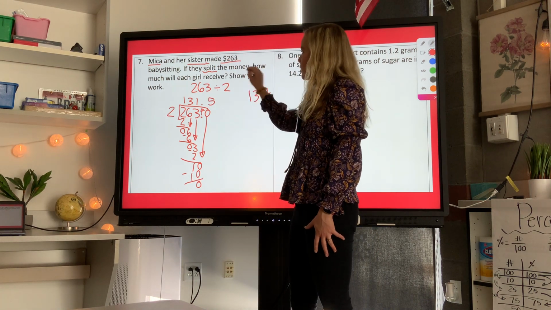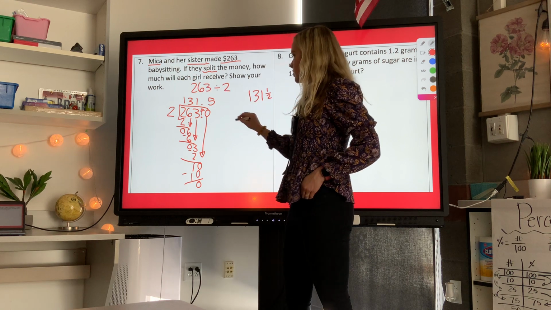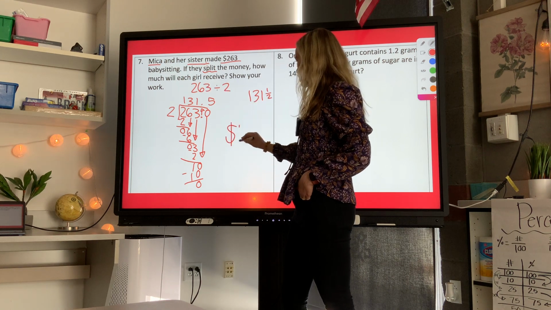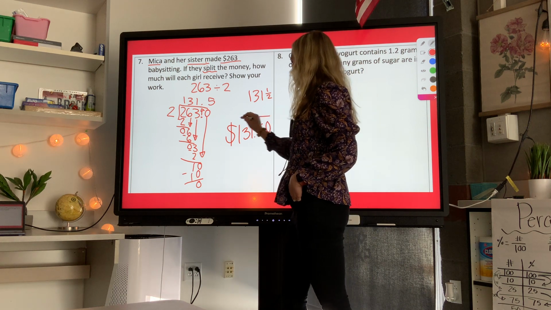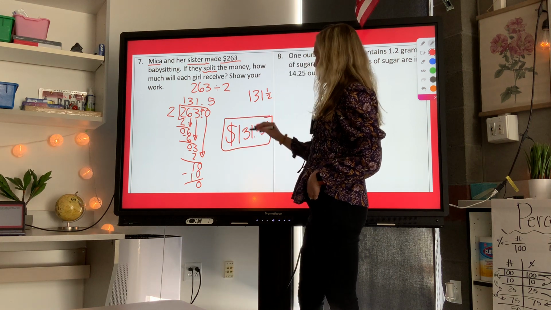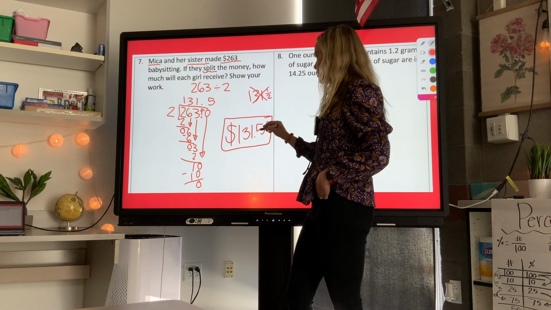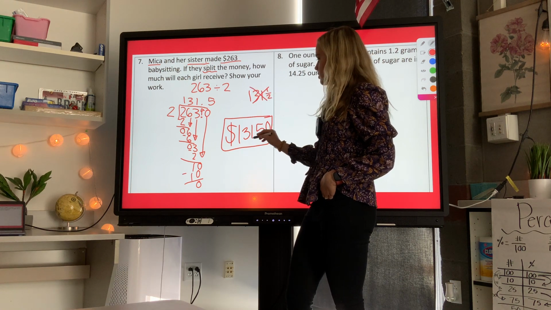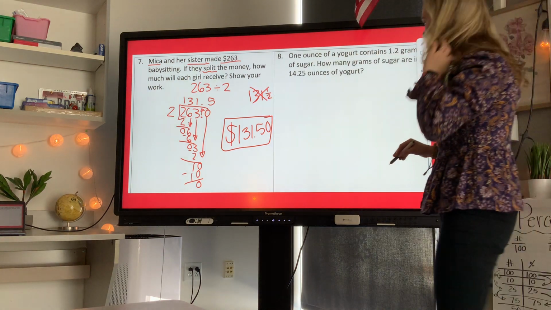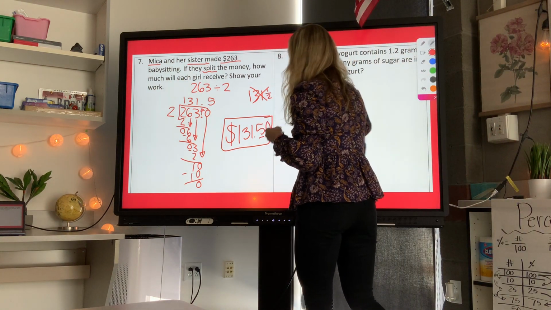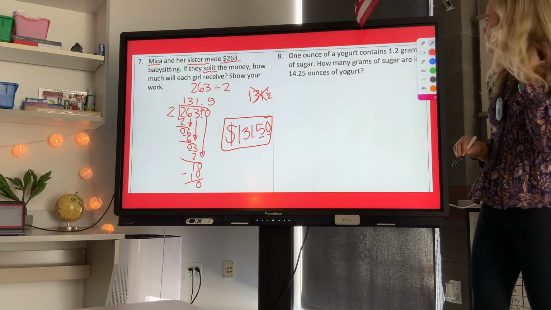And for money, so how much will each girl receive? We can write it in money terms as $131.50. Please don't write money with a fraction. So even though this might help you get here, just make sure you write it as a decimal when it's money. And there's 2 numbers after the decimal. So 50 cents. If you get 0.5, then it's 50. Okay?